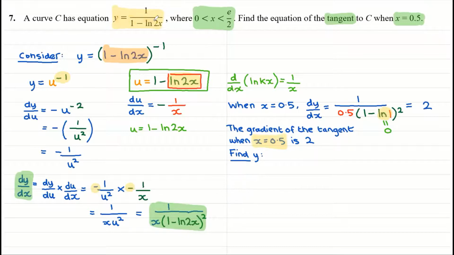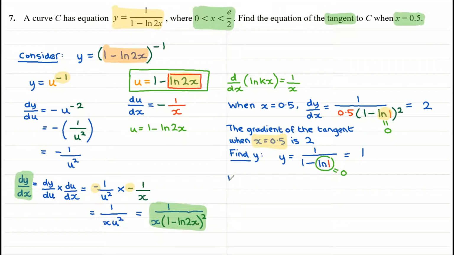Again, we're going to get a nice result for this, not going to get anything too nasty. So y is going to equal 1 over 1 subtract the natural log of 2 lots of 0.5, which again is 1. And we've already said that this bit is just equal to 0. So we're going to be left with 1 over 1 subtract 0, which is just, of course, 1. So we've got everything we need.